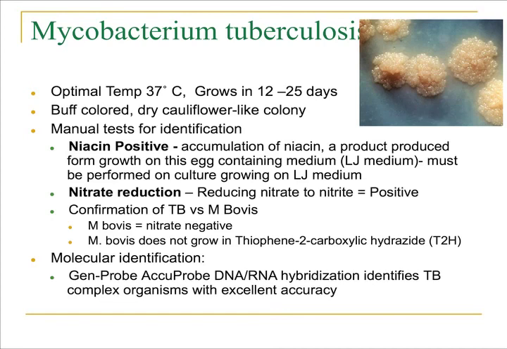Most people have moved past biochemical testing for doing identification. So one of the molecular ways that you can do rapid identification for TB is using the GenProbe AccuProbe DNA-RNA hybridization test. This identifies TB complex organisms with excellent accuracy. You could also use MALDI-TOF mass spec or 16S rRNA sequencing to identify TB. It is all dependent upon the capabilities of your own laboratory.